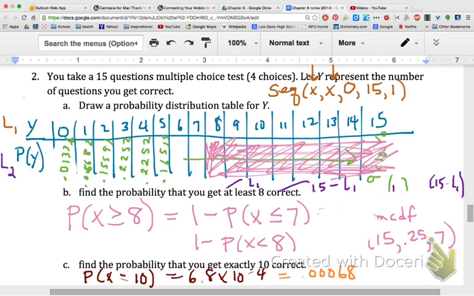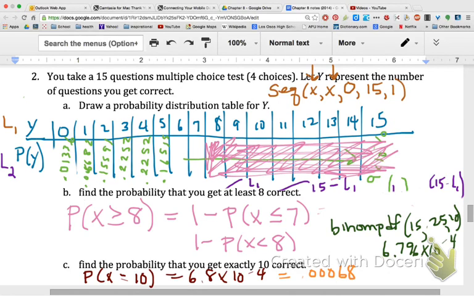And if I didn't want to look in the table, or I hadn't created the table, of course, I could do binomial PDF, since it's just one value. And again, it takes the same parameters, n, which is 15, p, which is 0.25, probability of success, and I want just 10. So now pause, put that in, and see if you get the exact same answer. Basically, I got exactly the same thing. Yay!